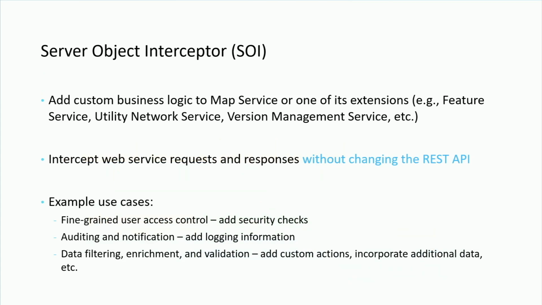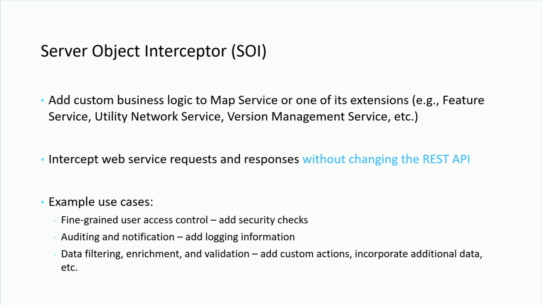Now, let's talk a little bit more about SOIs, Server Object Interceptors. Use interceptors to basically intercept a web service request to one of the existing operations in the REST API. That could be on a feature service, where you want to intercept the call to apply edits and do some additional processing there. Or maybe it's an operation on the utility network server, or on the version management server, such as create version.